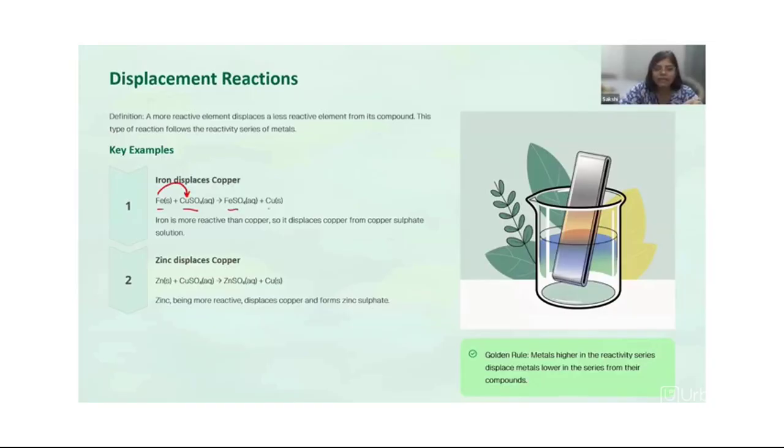And we are getting iron sulfate and copper. Since iron is more reactive, it will displace copper. So the one that is more powerful would come and displace the weak element, right? Now, how do you get to know which one is more powerful? So we have the reactivity series. Metals which are higher in the reactivity series are very strong, very reactive, and they displace the metals which are present in the lower part.